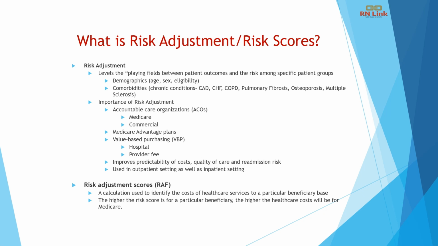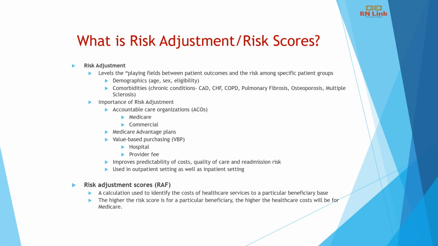2. Importance of risk adjustment. 1. For accountable care organizations, ACOs. Examples are Medicare and commercial. 2. Medicare Advantage plans. 3. Value-based purchasing, VBP, for hospital and provider fee. 4. Improves predictability of costs, quality of care and readmission risk. 5. Used in outpatient setting as well as inpatient setting.